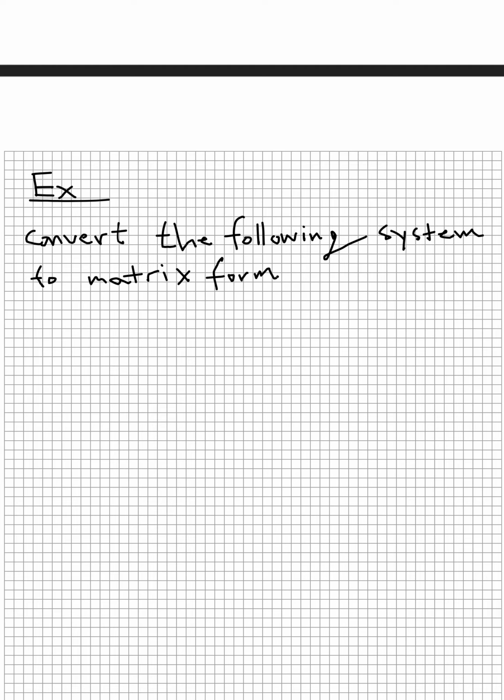The system is x prime 1 equals 4x1 plus 7x2, and x prime 2 equals minus 2x1 minus 5x2.